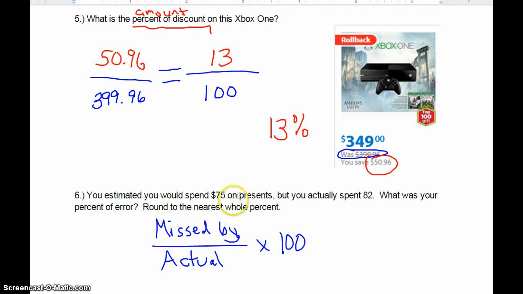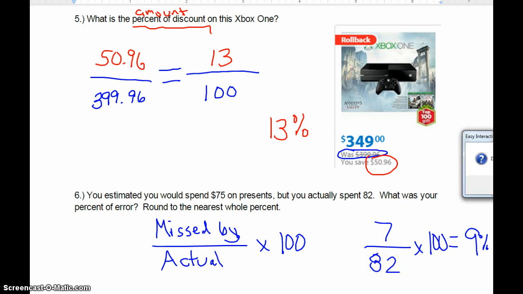But since we guessed 75 and we actually spent 82, that means our guess was off by 7. 82 minus 75 is 7. We compare that to the actual amount, and then to get a percentage, we multiply by 100, and we get about 9%. We missed by about 9% of 82.